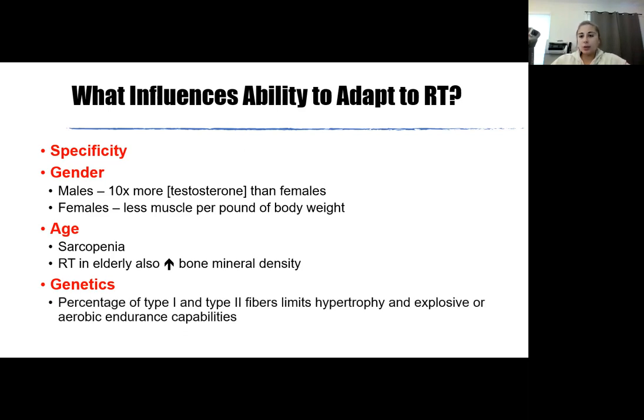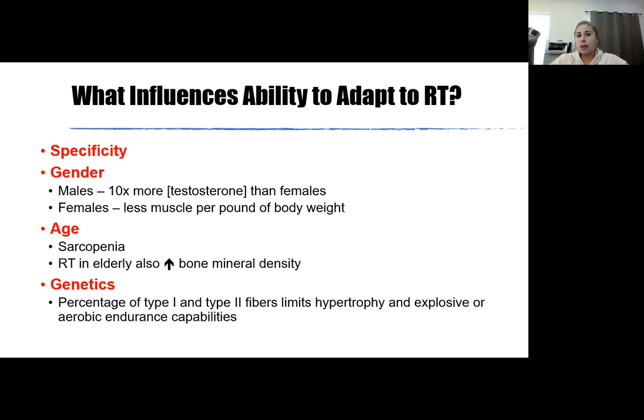So genetics, here's one thing, and maybe I have a question for you guys coming. The percentage of type 1 and type 2 fibers. You are born with a certain percentage of type 1 and type 2 fibers, and you cannot change type 1 to type 2X, and type 2X to type 2 to type 1. So you are born with a certain ratio of fibers.